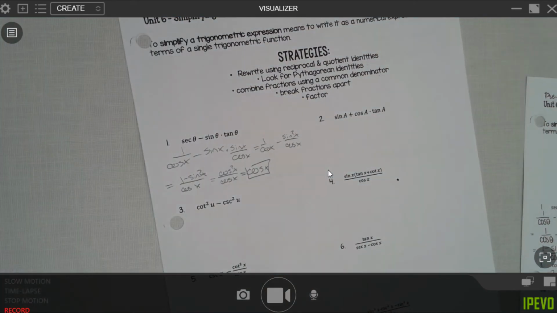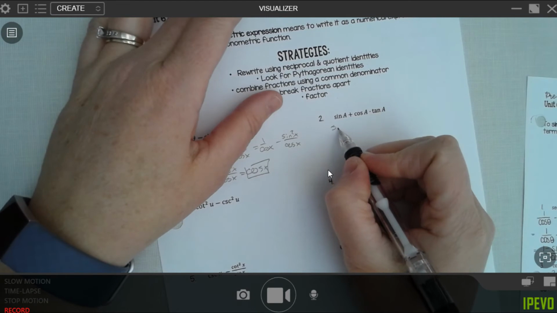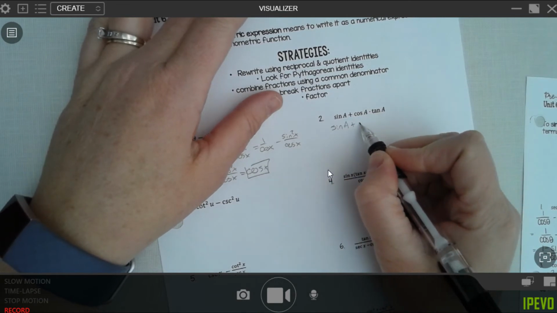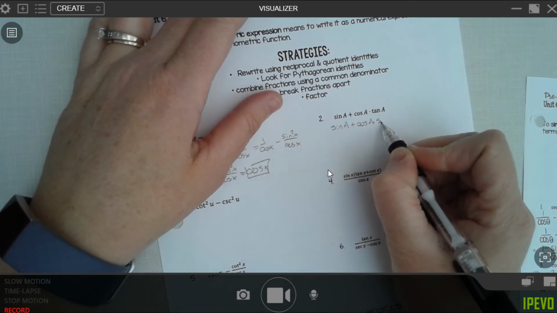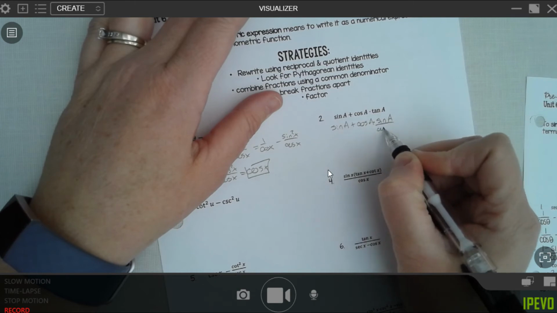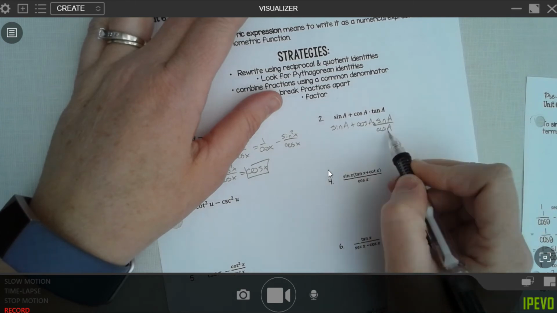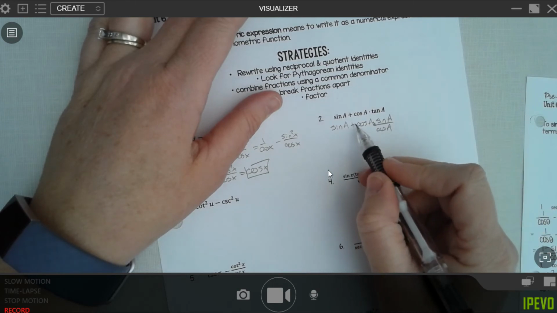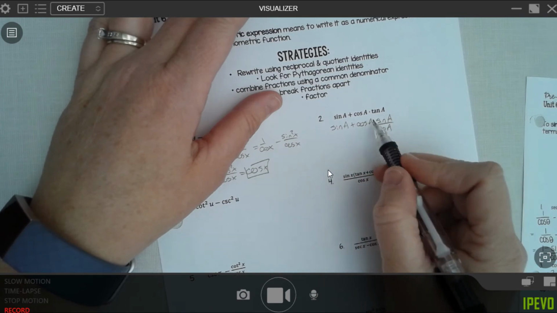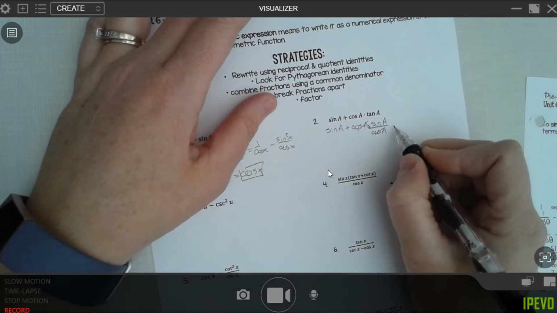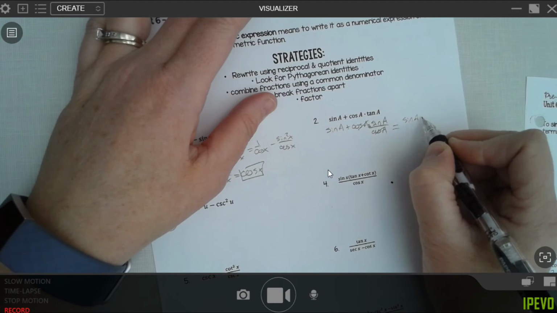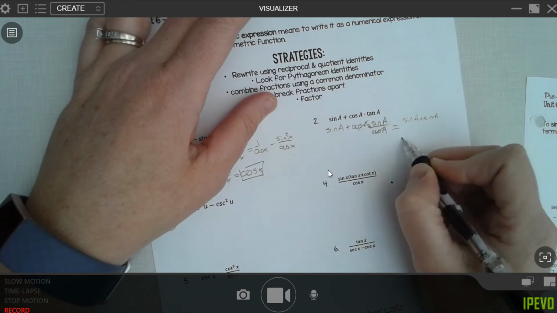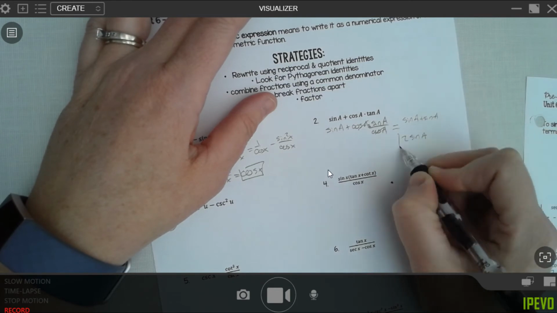So 2, there's no squares, so I'm going to do the same thing. Switch everything to sines and cosines. So now there is only multiplication between these two terms. There's not an addition sign. See, that's addition. Don't do that. So multiplication, those two will cancel for me. So I'm left with a sine of a plus a sine of a. So that gives us 2 sine of a.